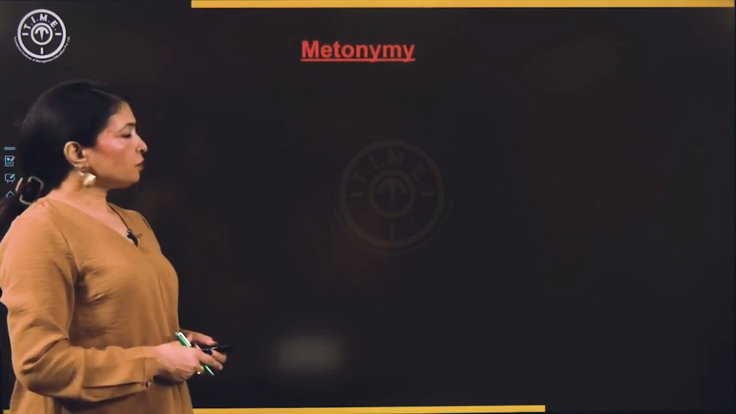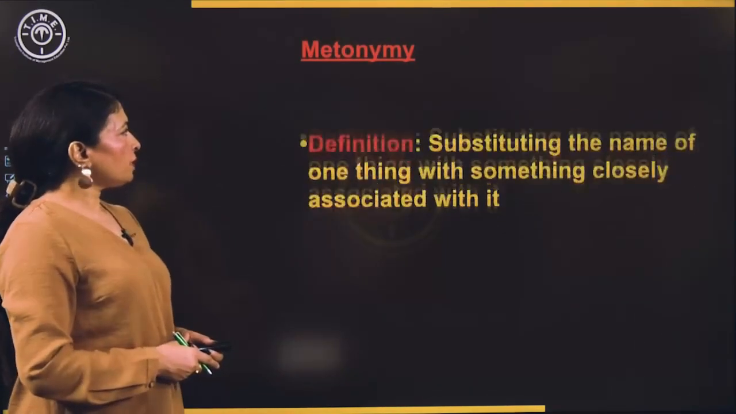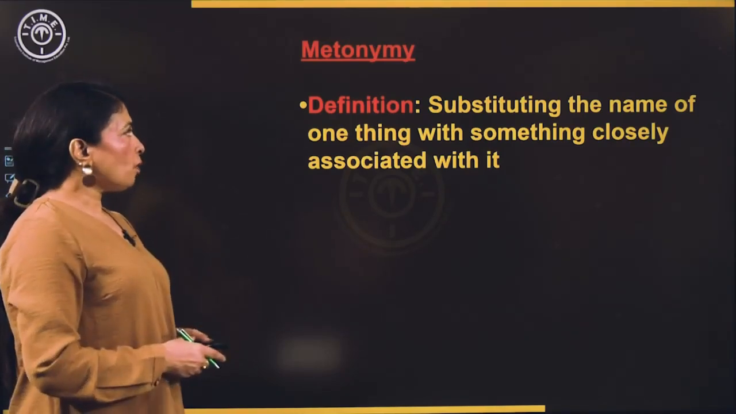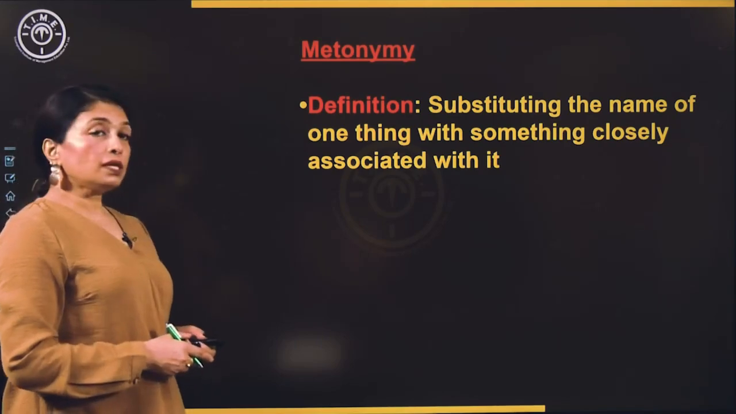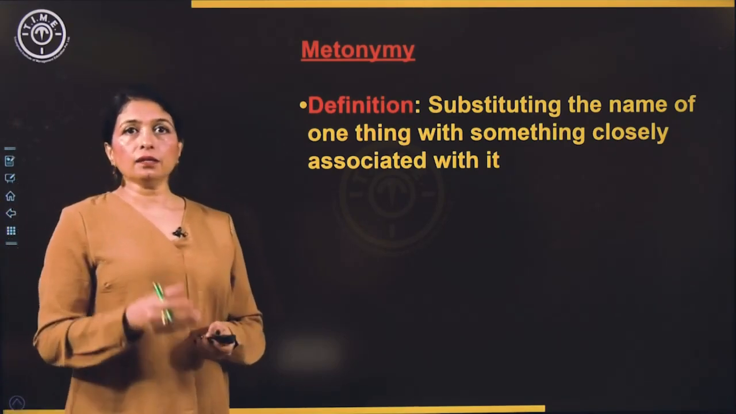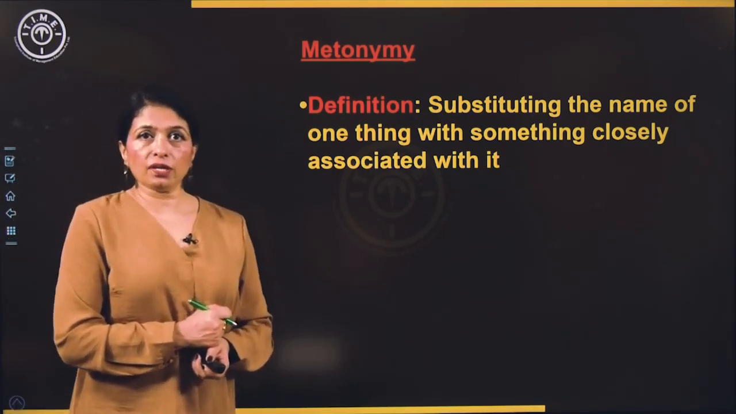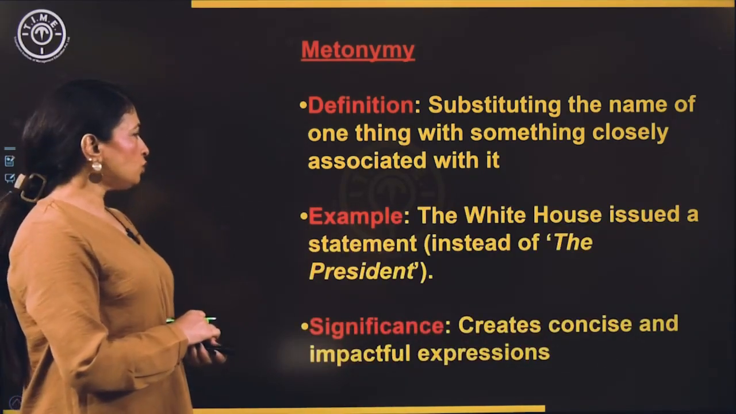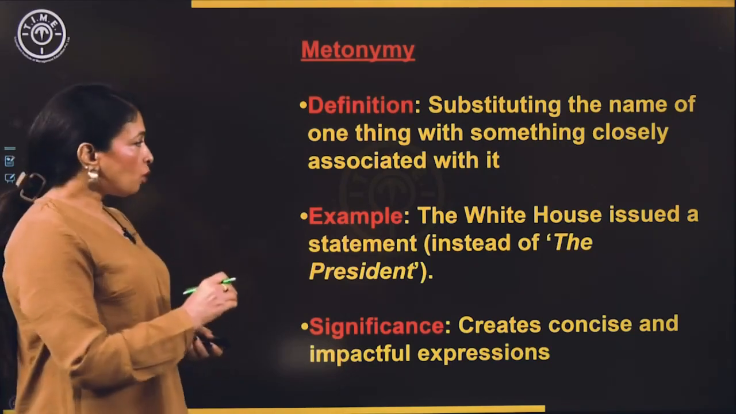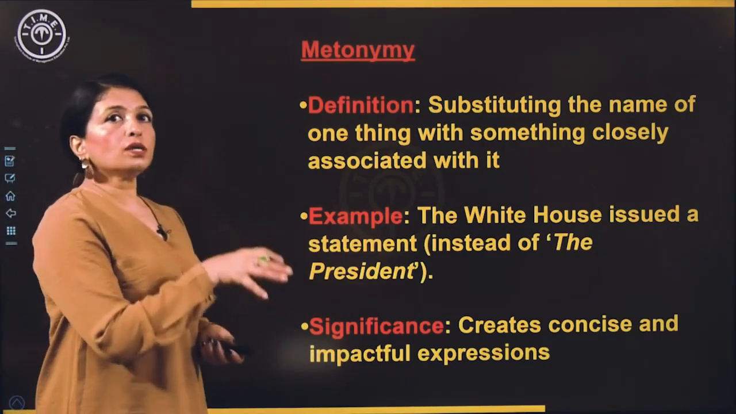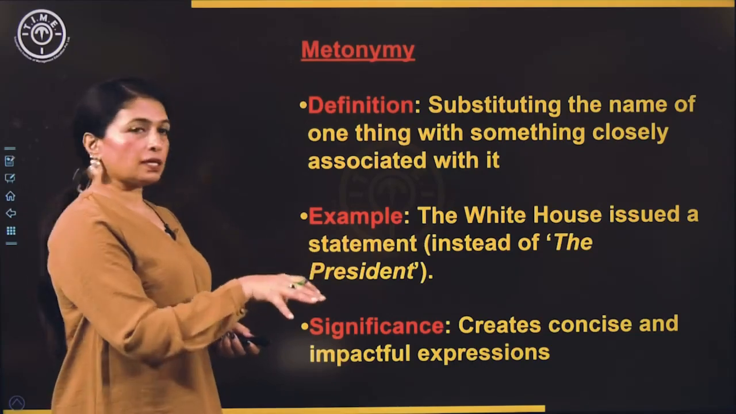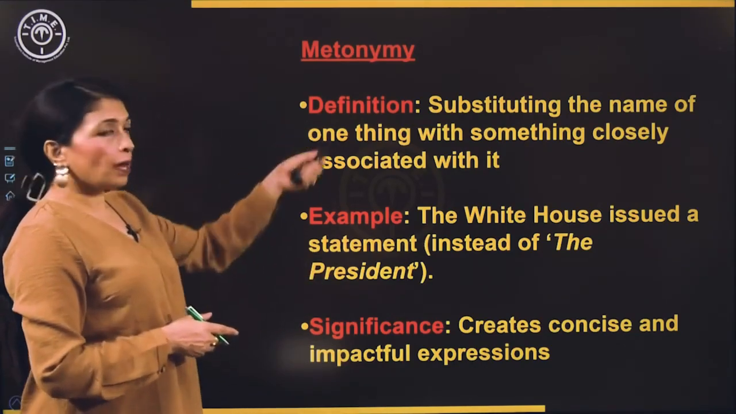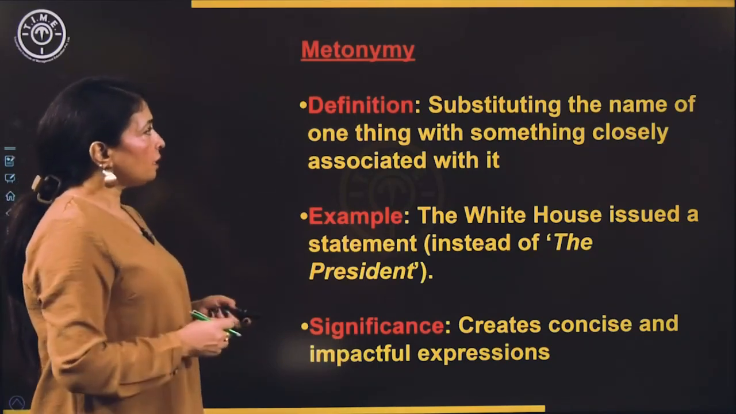Then we have the next one, a metonymy. What is a metonymy? When authors substitute the name of one thing with something closely associated with it, then the figure of speech that we have is a metonymy. Check this example. The White House issued a statement. Now, instead of saying the president who is in the White House issued a statement, the author says the White House issued a statement. Now, go back to the definition and try to understand.